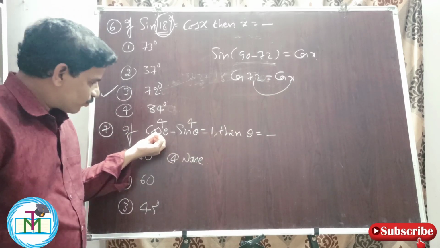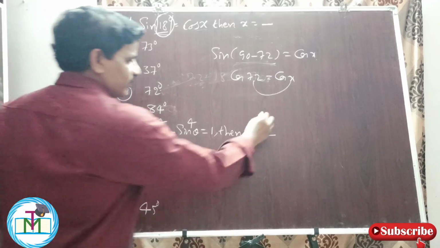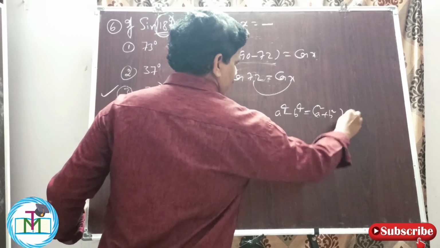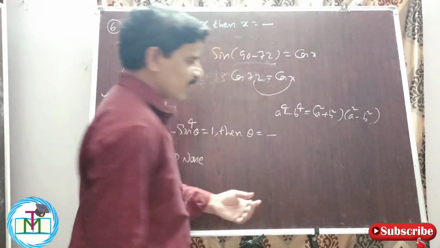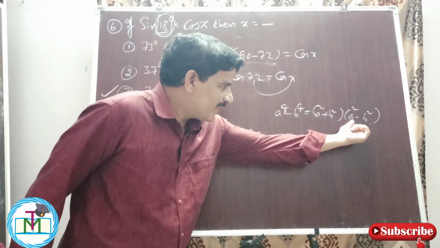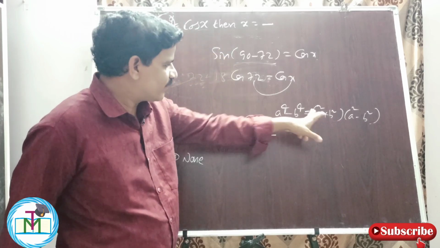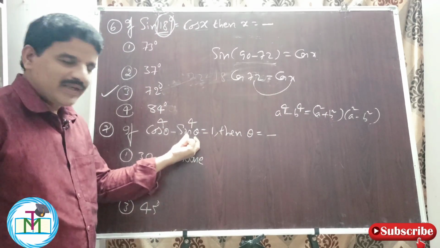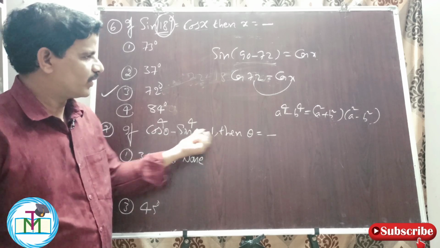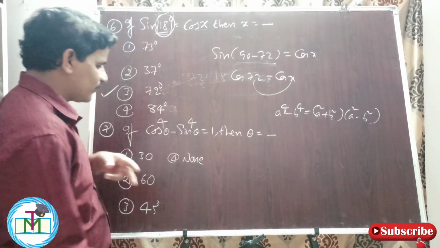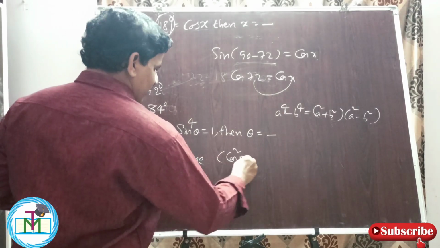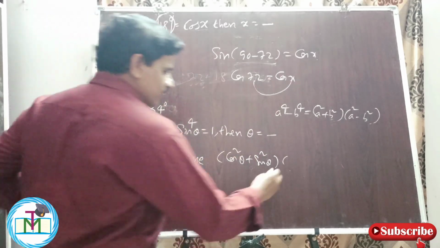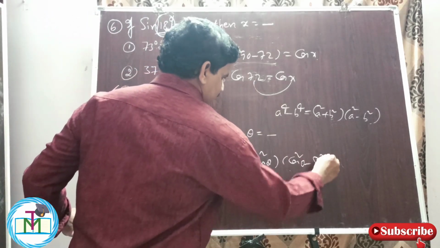Here we have a power 4 minus b power 4. We can write a power 4 minus b power 4 as (a square plus b square) into (a square minus b square). That means (a plus b) into (a minus b) is a square minus b square. Here a square whole square is a power 4, and b square whole square is b power 4. So treat this as a and this as b. Then a power 4 minus b power 4 is equal to (a square plus b square) into (a square minus b square), which means (cos square theta plus sin square theta) into (cos square theta minus sin square theta).